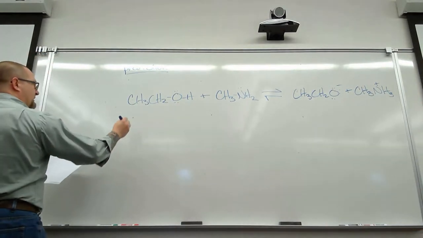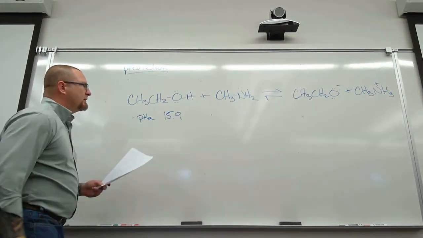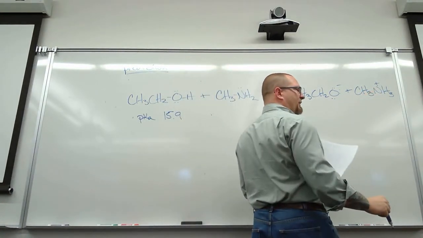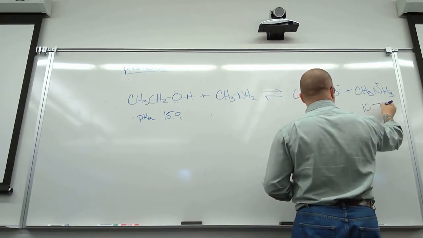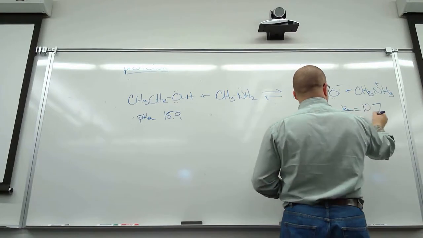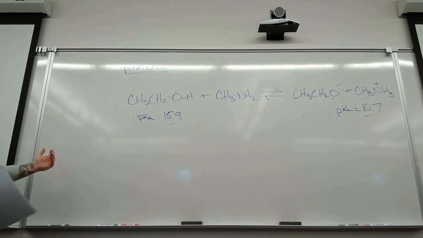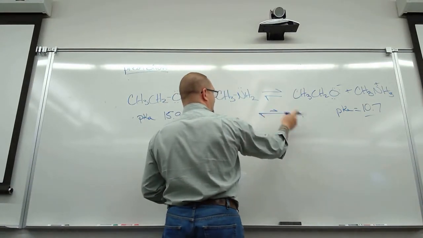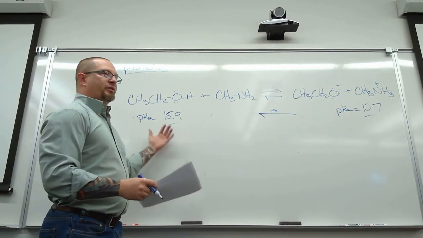So if we're pulling up pKa's, the pKa for ethanol is 15.9. We know that that's a base. This has a free proton that we can kick off to make this a conjugate to it, and its pKa is 10.7. So in this scenario, we're going to go from a strong acid tending towards a weak acid in equilibrium, meaning equilibrium will be biased towards the reactants. There will be some reaction, however, the majority of the equilibrium will lie on this side.